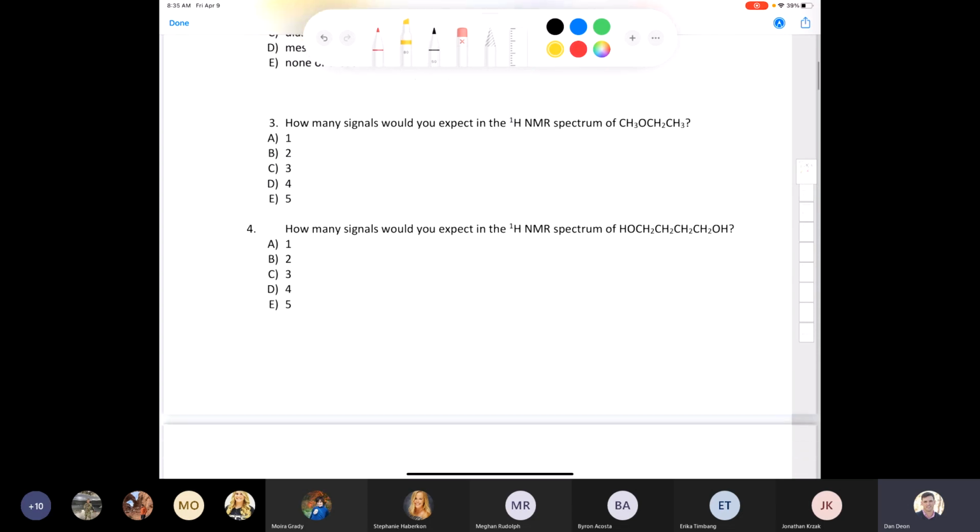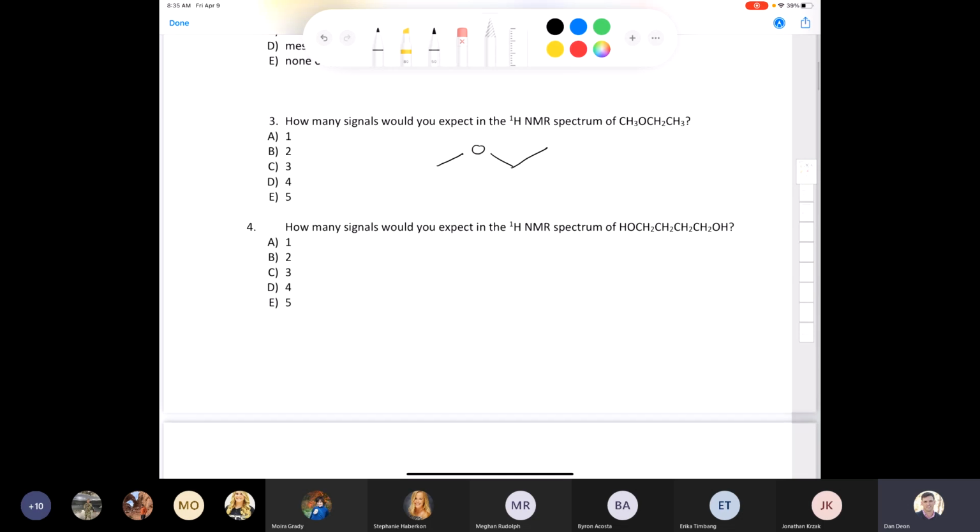How many signals did you expect to see in the proton NMR spectrum of this, which is called ethyl methyl ether? Let's draw the compound out as a bond line structure. We have this and this. So we have a methyl group on one side, and we have an ethyl group on the other side. All of the protons in the methyl group on the left are chemically equivalent. They are not coupled to any other protons. And so we would see a singlet for that.